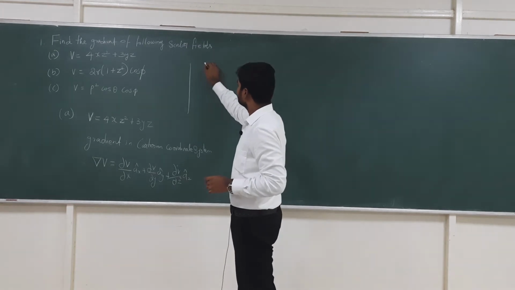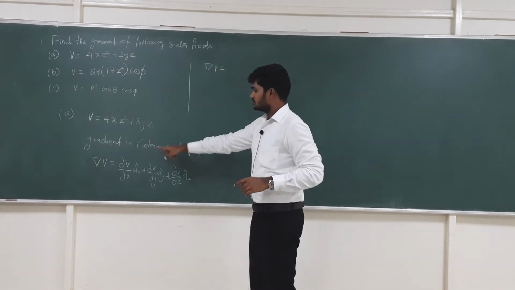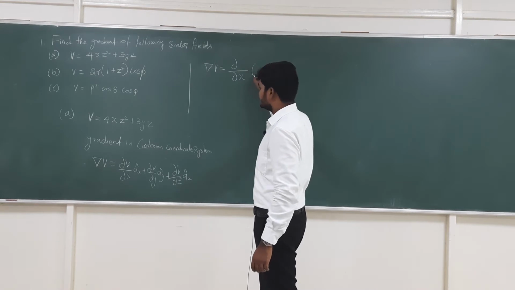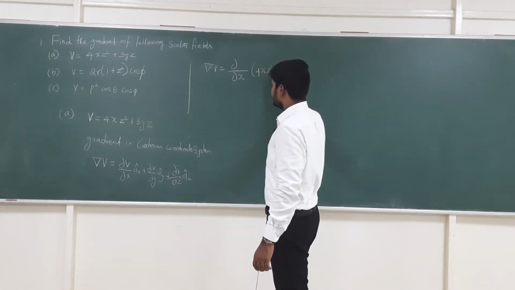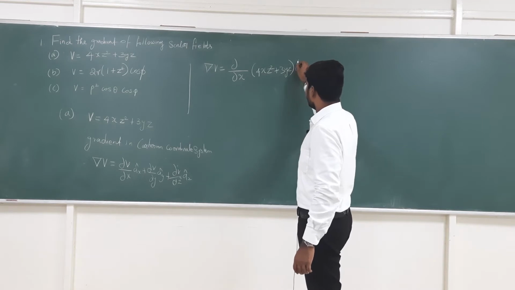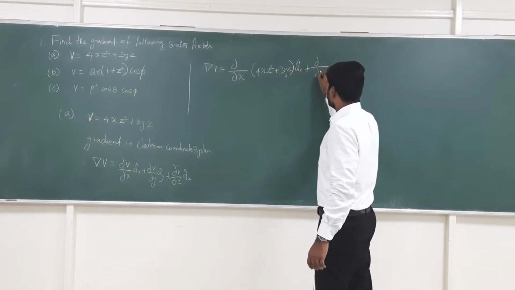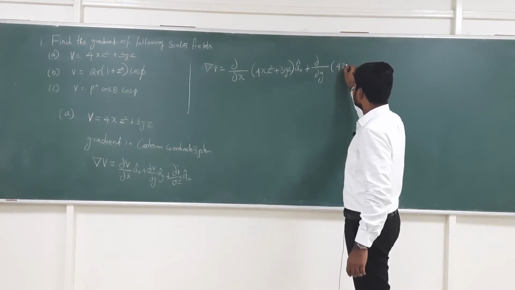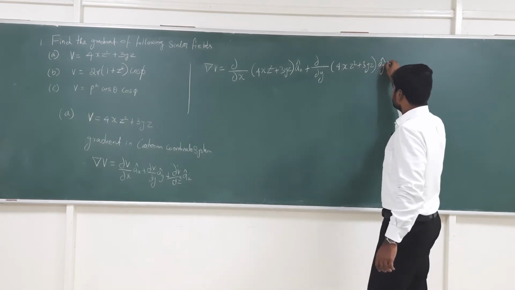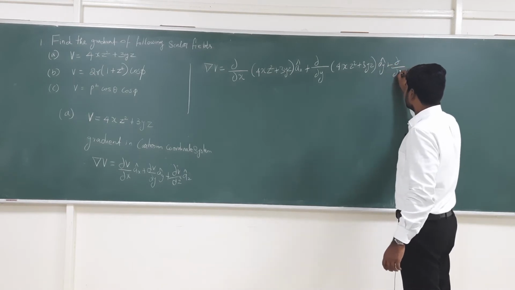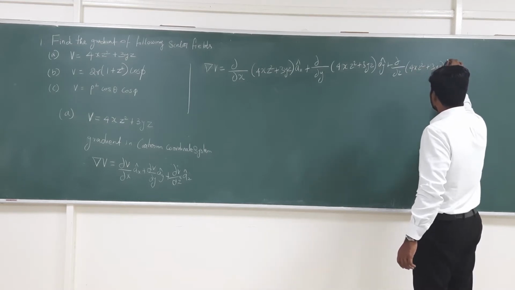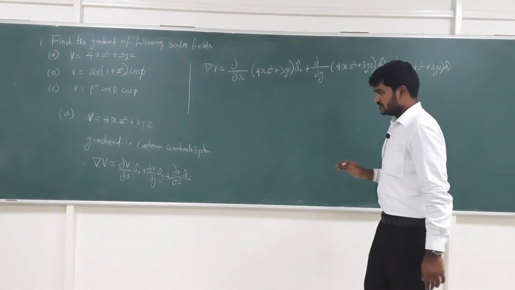So first, substitute the V value: del V equals ∂/∂x of (4xz² plus 3yz) ax cap, plus ∂/∂y of (4xz² plus 3yz) ay cap, plus ∂/∂z of (4xz² plus 3yz) az cap.